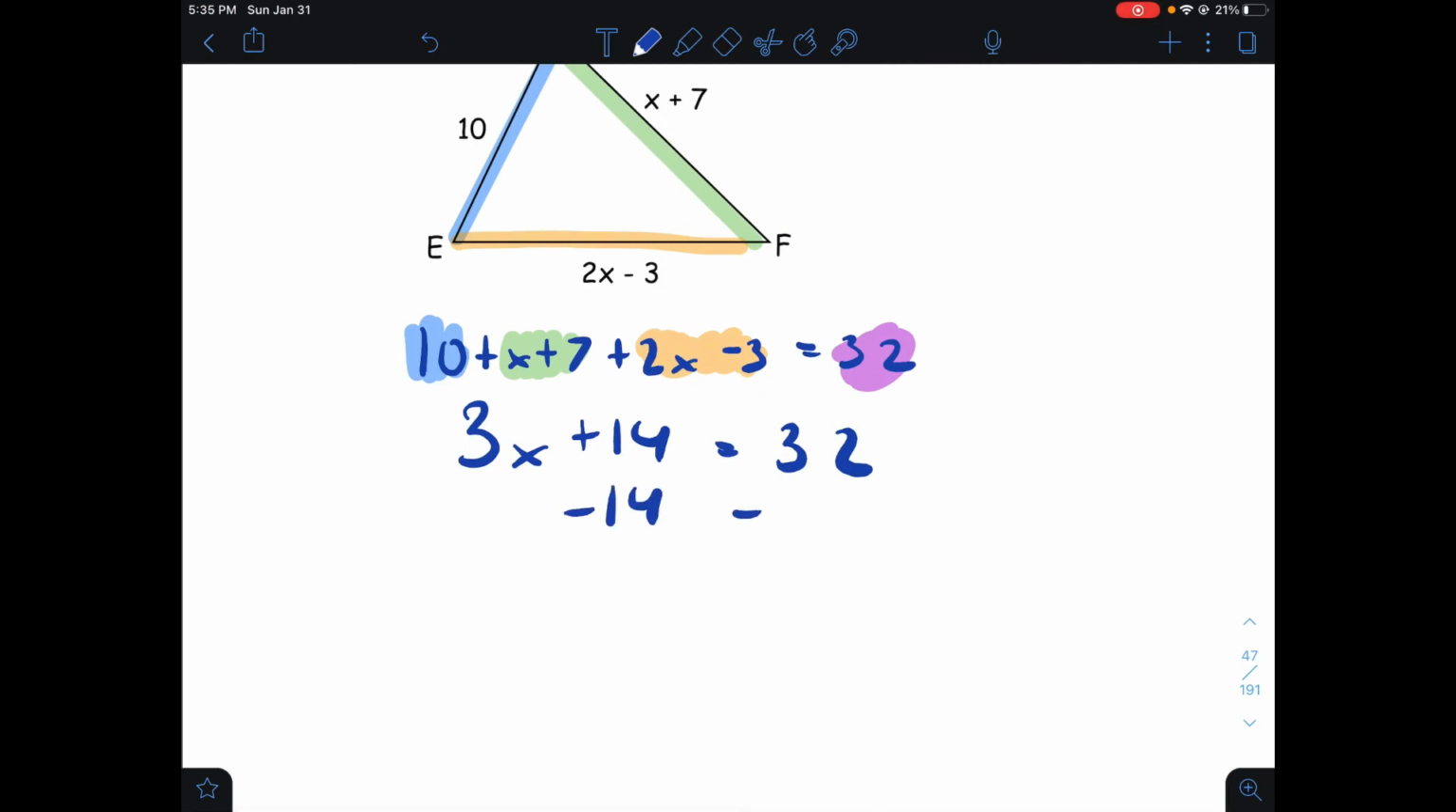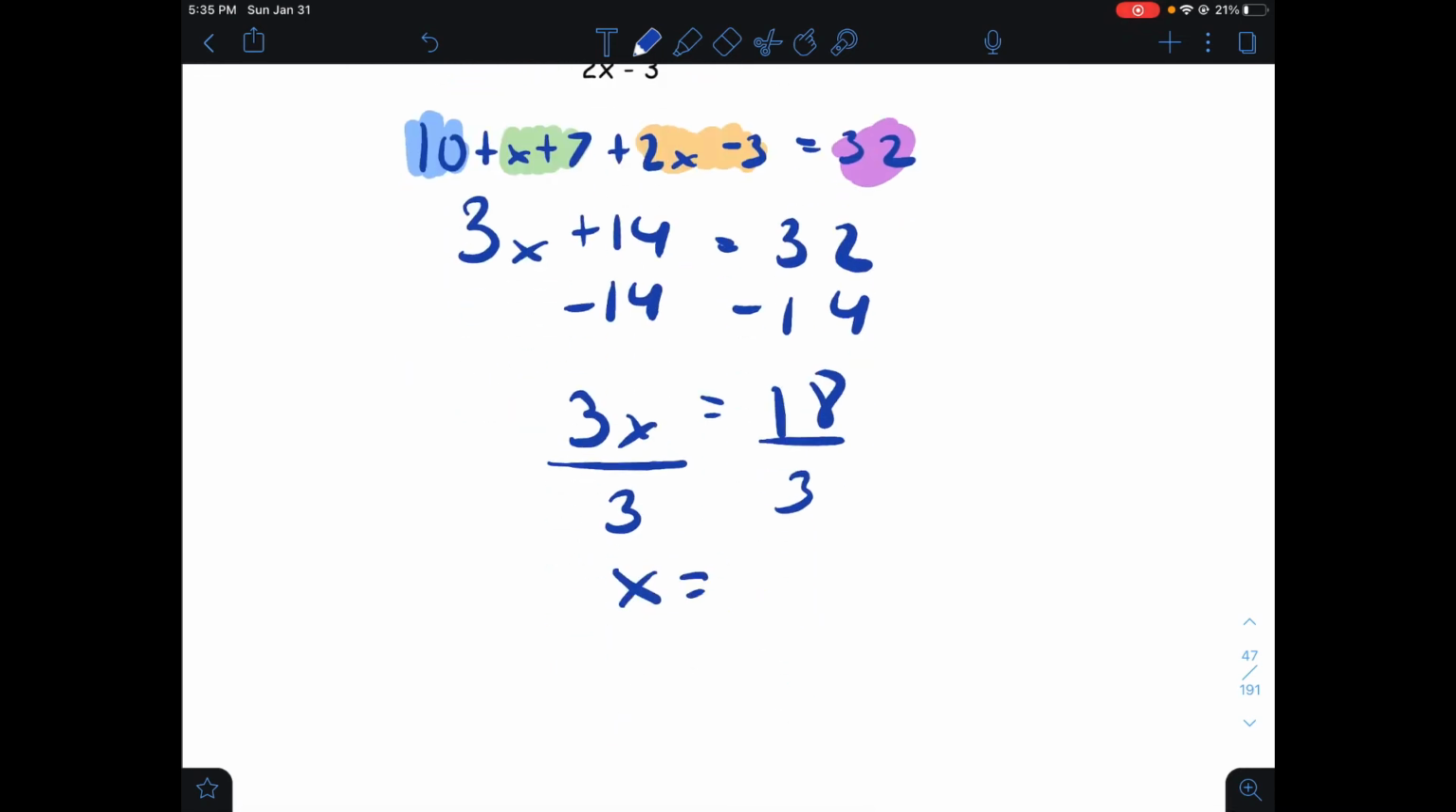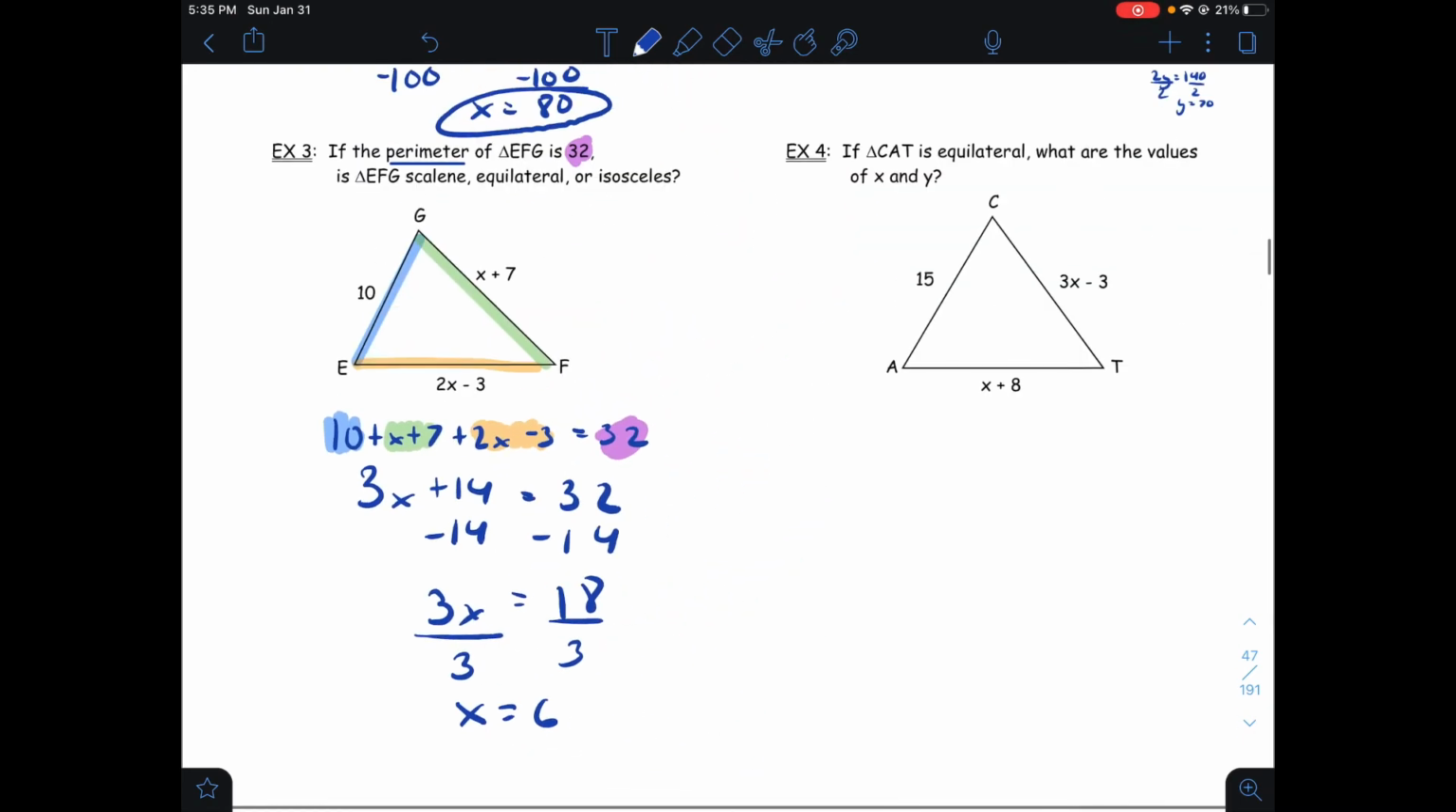We do minus 14, 32 minus 14 is equal to 18. You get that x is equal to 3. Or I'm sorry, x is equal to 6. My bad. All right, so we've got what x is, and now we have to figure out, okay, do we have a scalene, equilateral, isosceles?